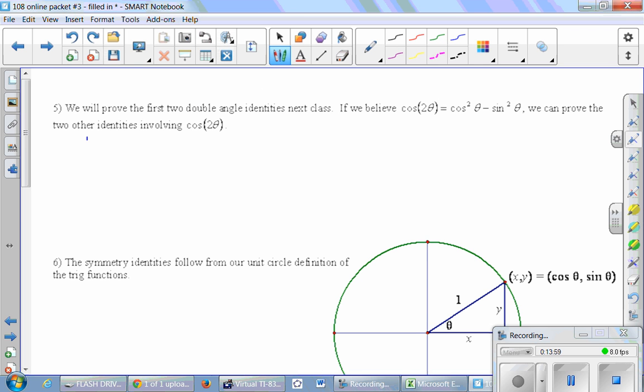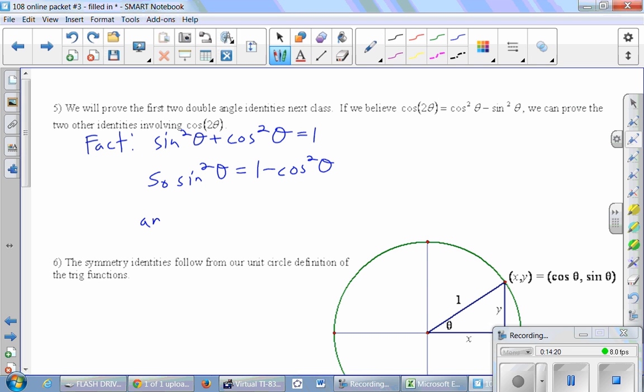Here's what we're going to do. We're going to use the fact, again, that sine squared theta plus cosine squared theta is 1. That's our Pythagorean identity. And so, for example, if I wanted to, I could solve this equation for sine squared theta, as we did on the previous page, and get 1 minus cosine squared theta. And just as well, we could solve the first equation for cosine squared theta and get 1 minus sine squared theta. So 2 facts that we're going to use.